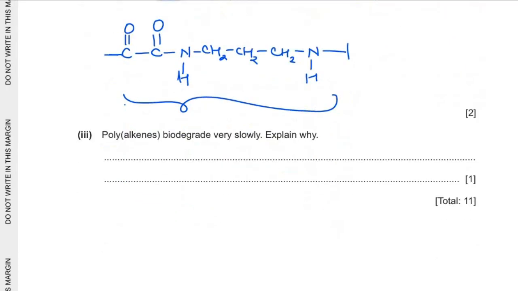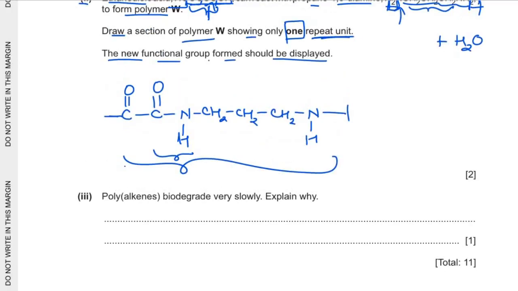So this is how we are going to draw. As it says, the new functional group formed should be displayed. So here we have shown all the bonds of the new functional group, because the new functional group is the amide group formed here, that is CONH. So that has to be displayed fully. The remaining part, if you don't display fully, that's fine.